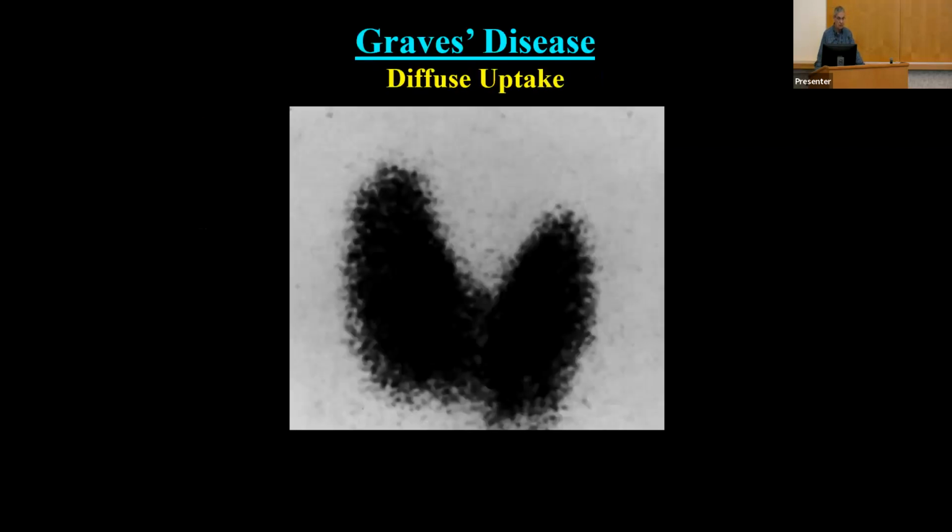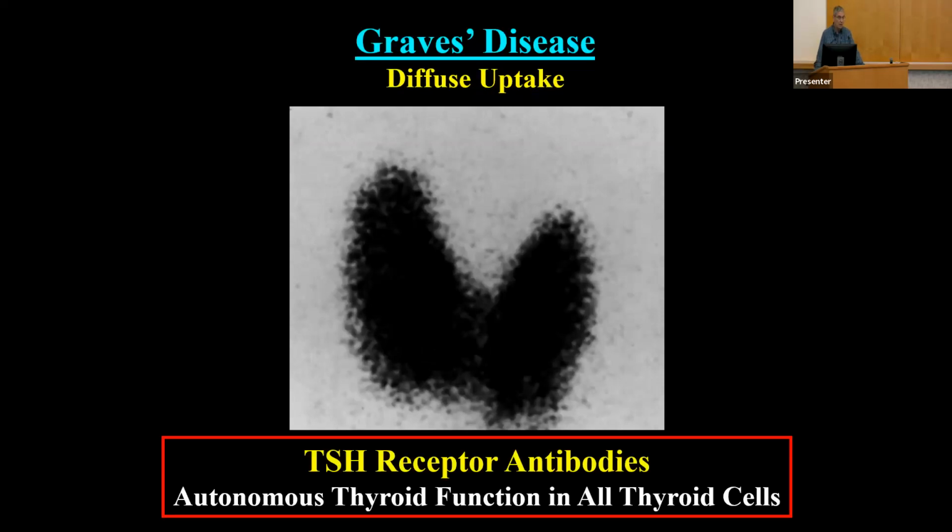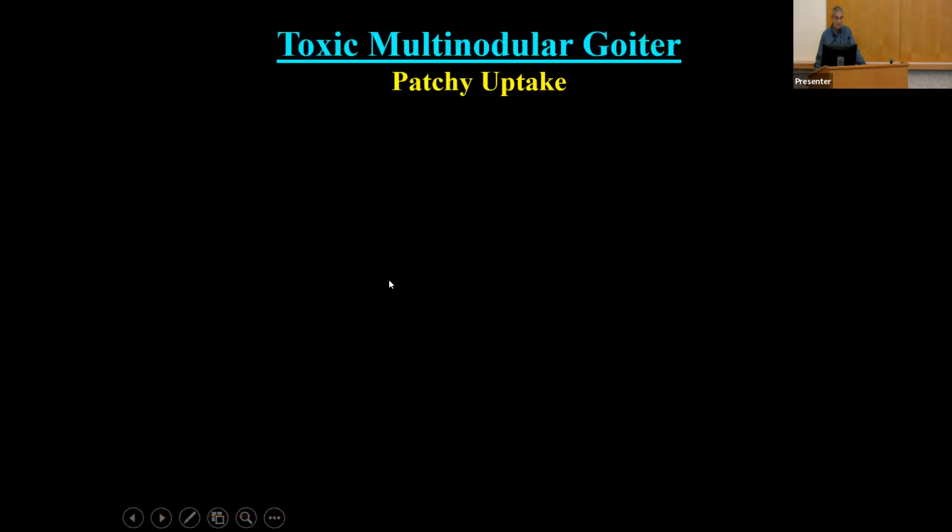That's a picture of Graves' disease. So we know that Graves' disease is an autoimmune disorder caused by the production of TSH receptor antibodies. These are antibodies that bind to the TSH receptor. Every cell in the entire thyroid gland has a TSH receptor. So that's why the uptake is diffuse. And so that's typical of what we see for Graves' disease.